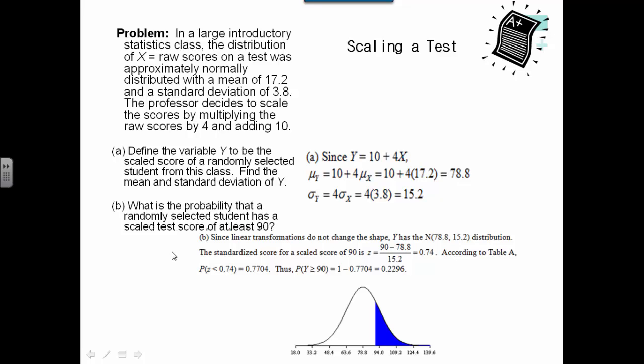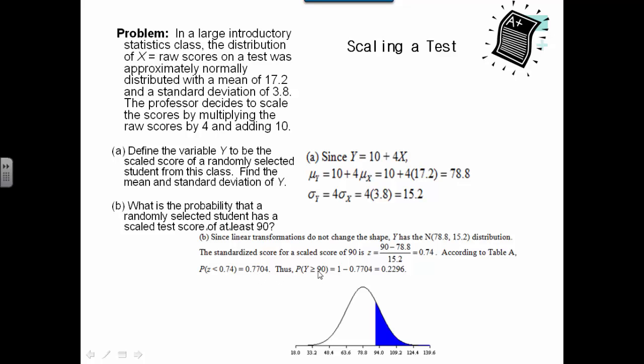What is the probability a randomly selected student has a scaled score of at least 90? Since linear transformations do not change the shape, we look at a mean of 78.8 and a standard deviation of 15.2. Find the standardized score for 90: 90 minus the mean divided by the standard deviation of 15.2 is 0.74. We look at the probability z is less than 0.74, which would be 0.7704.